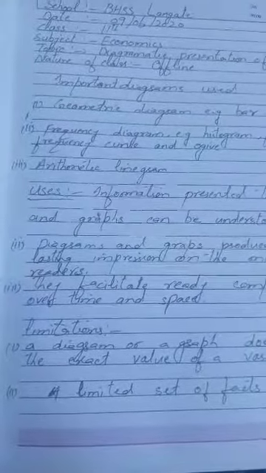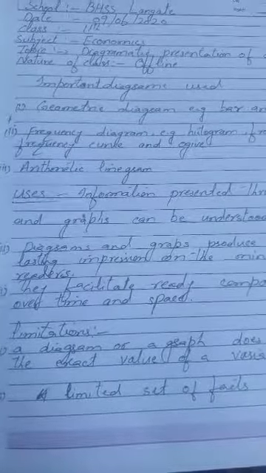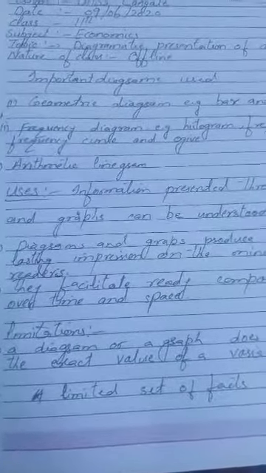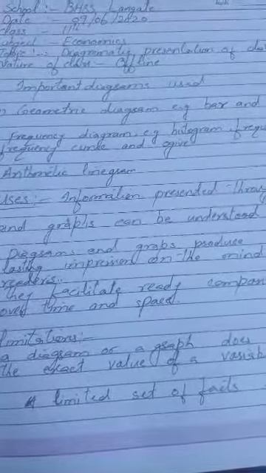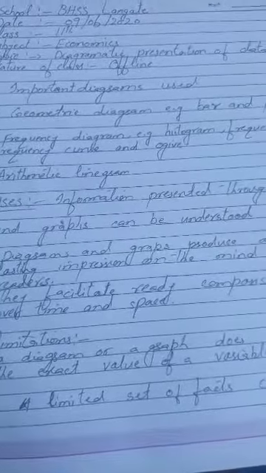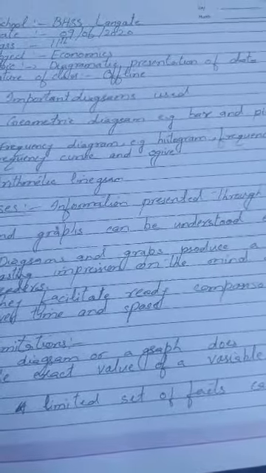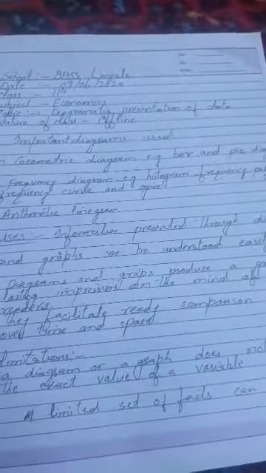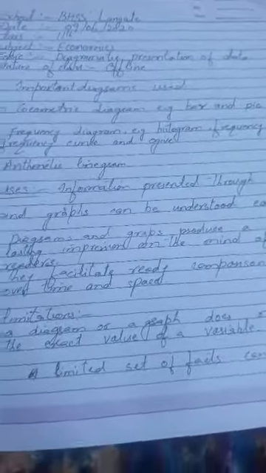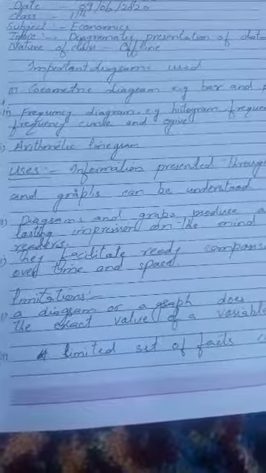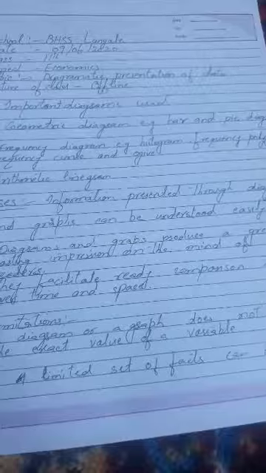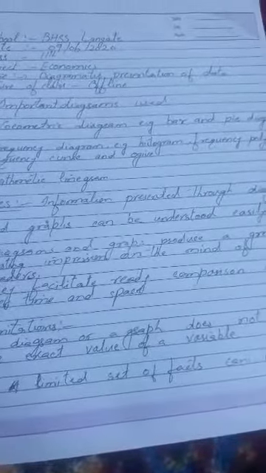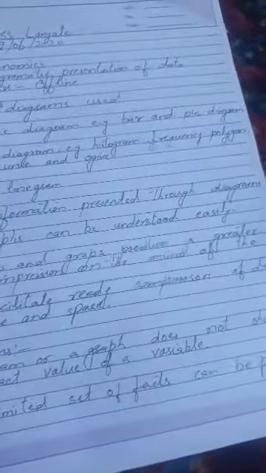But diagrams and graphs have limitations also. Graphic and diagram presentation have limitations. First, unlike a table, a diagram or a graph does not show the exact value of a variable. Second, a limited set of facts can be presented through such devices like diagram and graph.